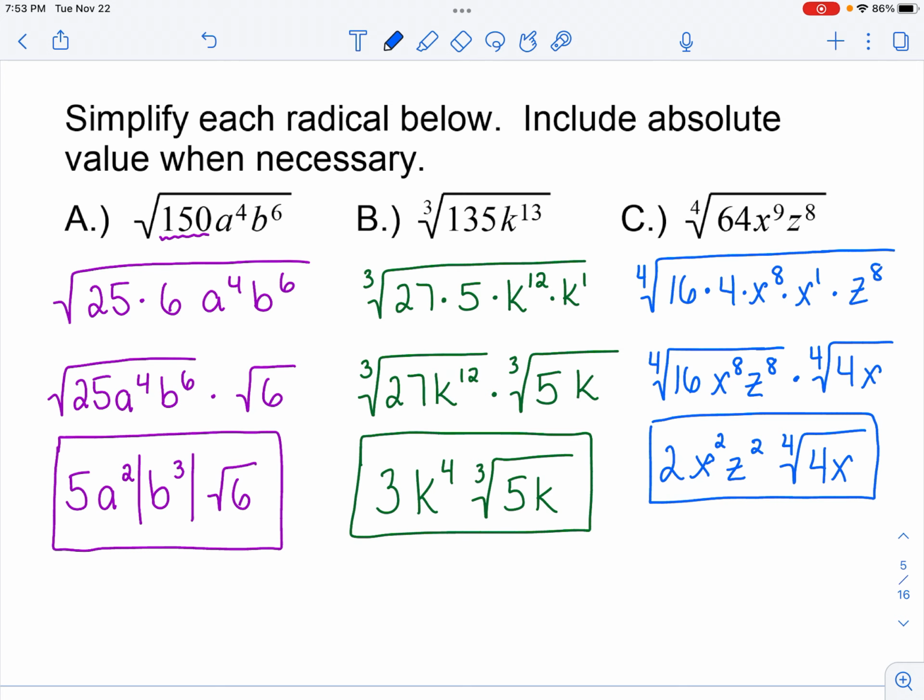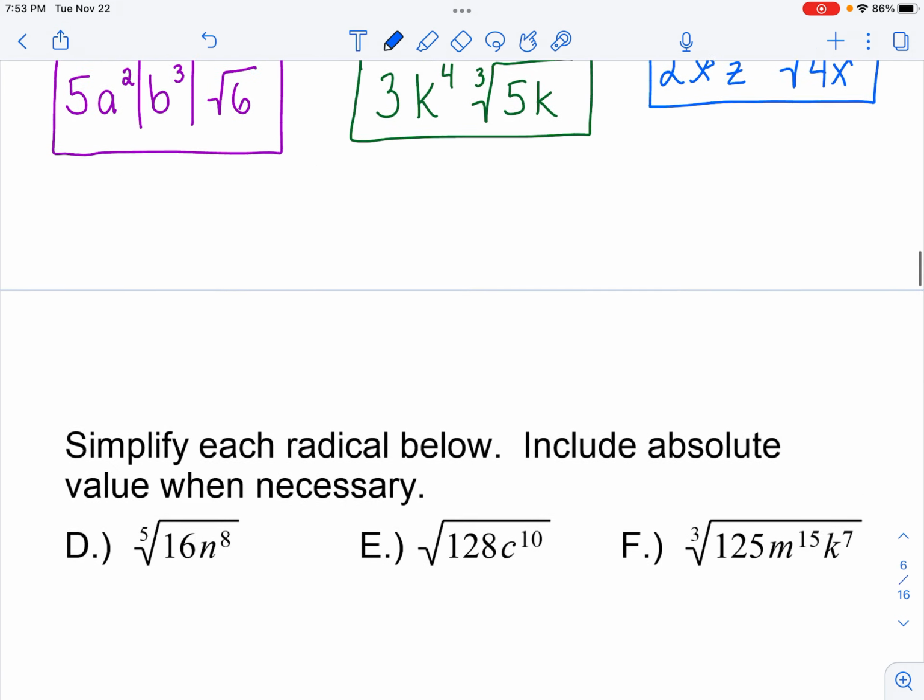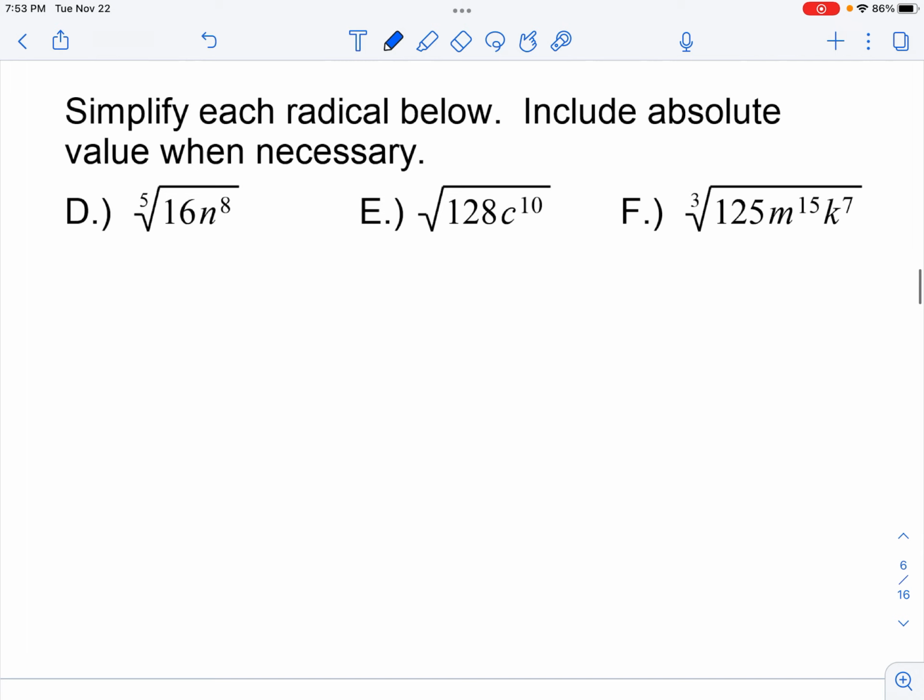All right, what I want you to do is pause the video and try to do the next 3 problems. So we've got D, E, and F. I want you to pause and see if you can figure them out on your own. Okay, now that you've tried them, let's take a look at them together.